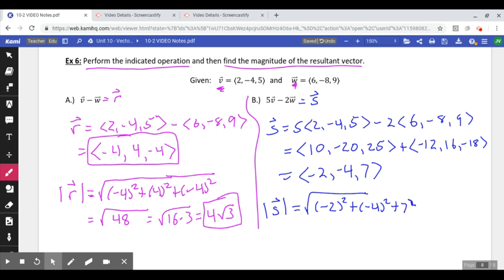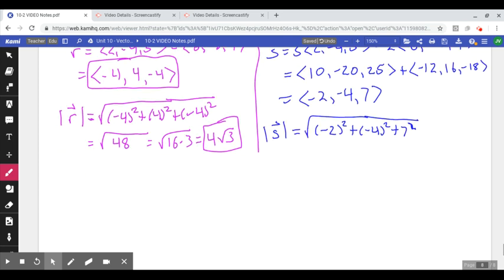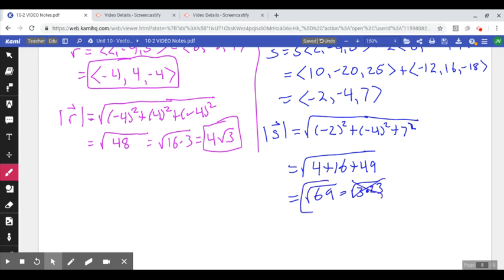Oops, that should be a -2. Scroll up a little bit. So we've got 4 plus 16 plus 49, which is the square root of 69, which I don't believe can be broken down any further. We could represent that as 3 times, let's see here, that would be 23. 23 is prime, so is 3. So square root of 69 will stay as our magnitude.